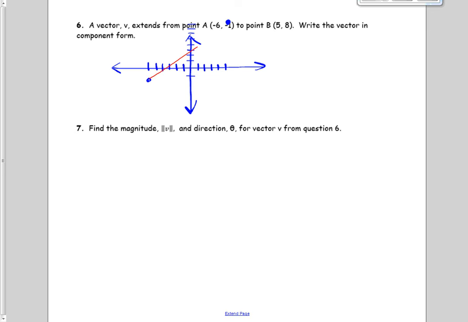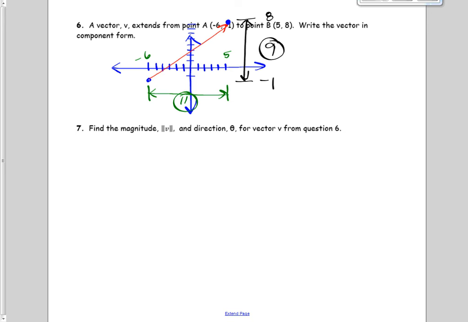And if I look at my vector going through here, I'm interested in 2 distances. I want to know how far this is. Well, it goes from negative 6 to 5, so this distance is 11. I'm also interested in this distance here, which is going from negative 1 to 8, so this distance is 9. I'm just counting spaces or subtracting, however you like to do that, just to figure out what those distances are.